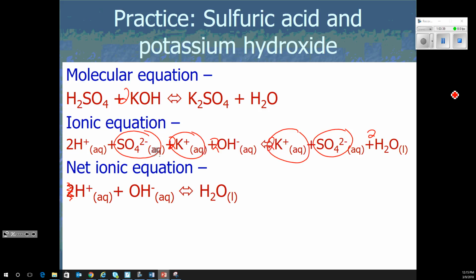So for the net ionic equation, it's basically just taking out the spectator. Yep.